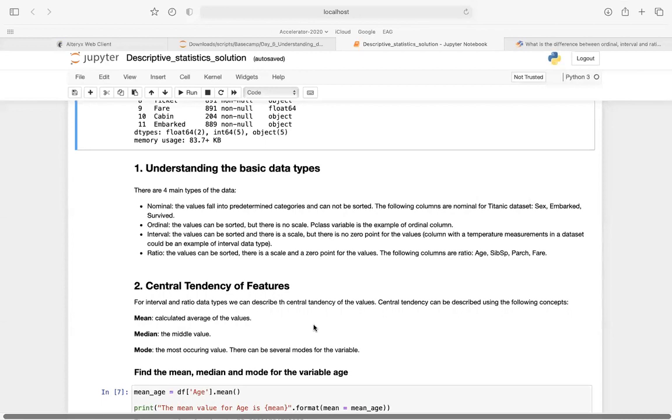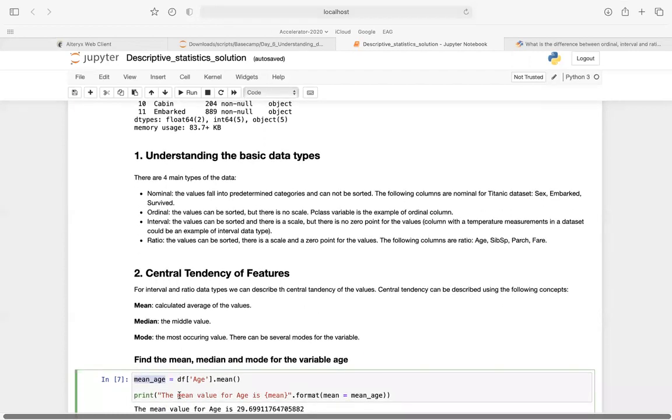The simple thing we can do is df, the column that we are interested in. So df age dot mean. I can store it in a variable if I would like to. The mean age, so the mean value for the age is, mean dot format, mean is equal to mean age, and I get 29.69.